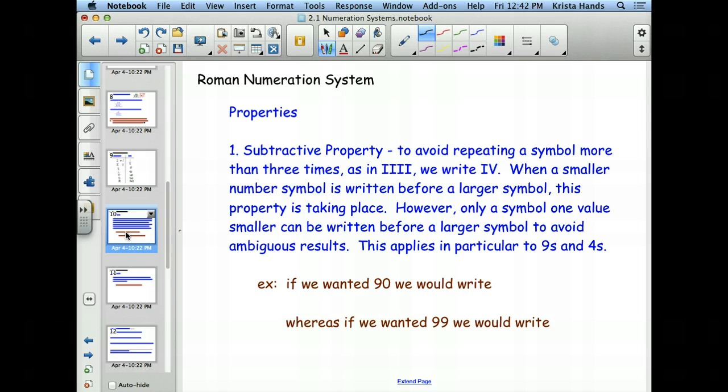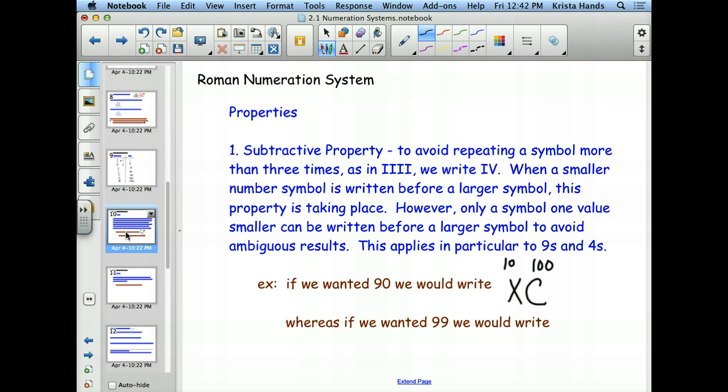In other words, if I were to want to write the number 90, the way that I would write that is I would write that as X and then C. And the reason I would do that is because how much is X worth? 10. And C's worth 100. And since the X is coming before the C, I can write that as X and then C, and then I've got 90 subtracted.